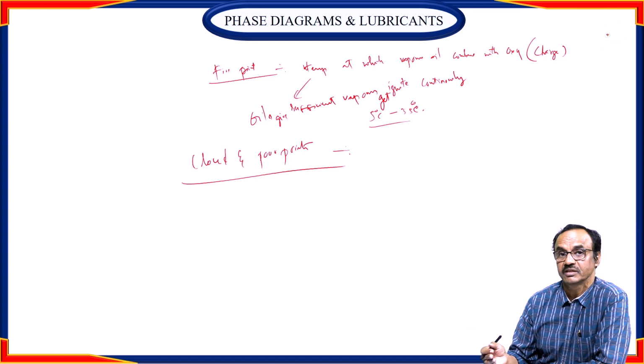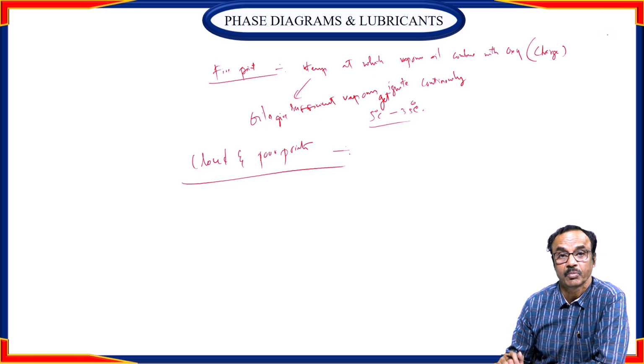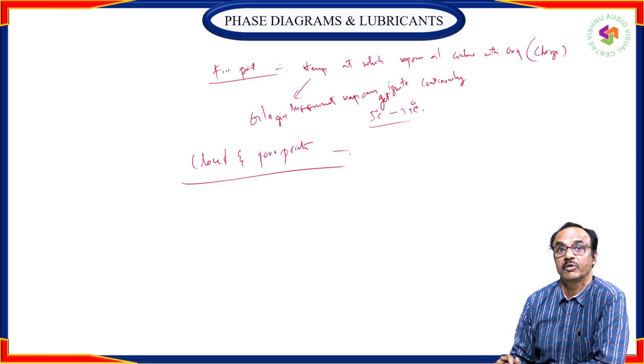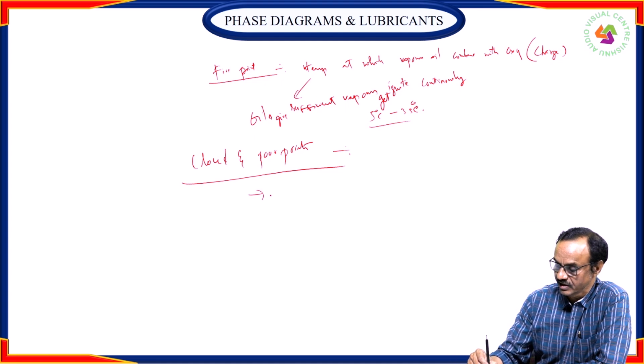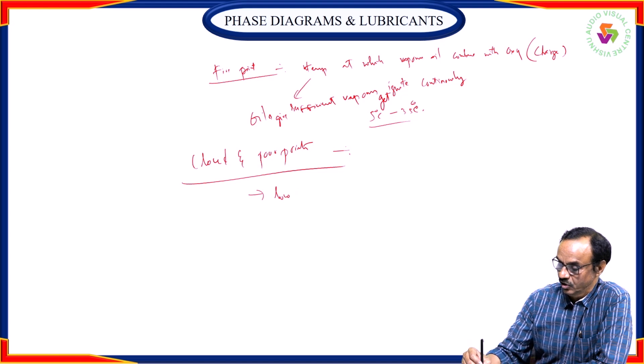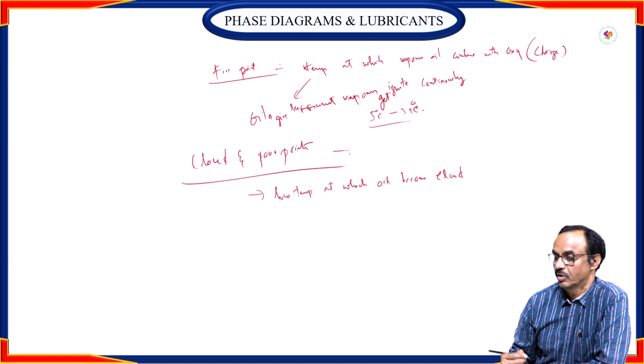So cloud and pour points can be applied in cold regions. There also we use machinery. You cannot apply normal lubricants. There we need to consider cloud and pour points. Cloud point is defined as the lowest temperature at which oil becomes cloudy or smoky, right?